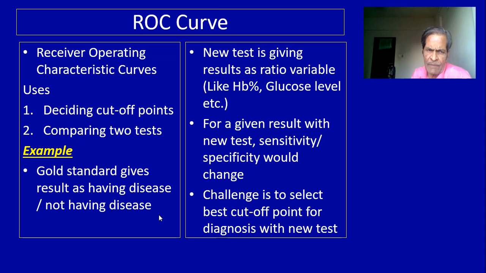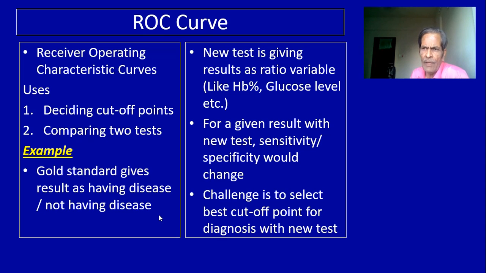Take an indicator like blood sugar level. If the cutoff point is, say, 100, then if the value obtained with the new diagnostic test is 100 or above, we will say that with the help of the new test we have diagnosed diabetes. And if the value is less than 100, then we will say that the new test has declared the person as not having diabetes.